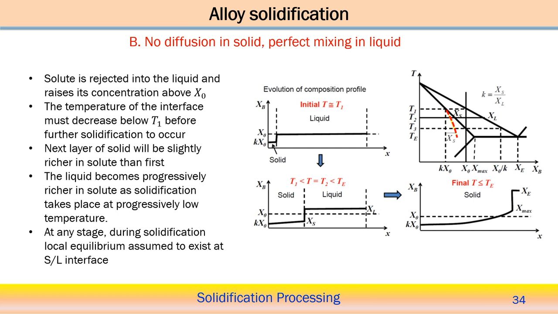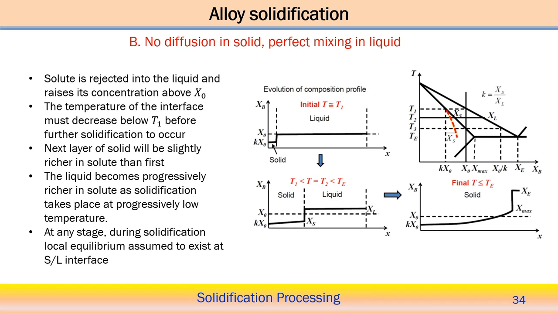So, the liquid becomes progressively richer in solute as solidification takes place at progressively lower temperatures. The composition of the liquid phase is gradually increasing, and the solid also gradually increases, but not at the rate of equilibrium, like what we observed in the first case. Therefore, at any stage during solidification, local equilibrium exists at the solid-liquid interface.